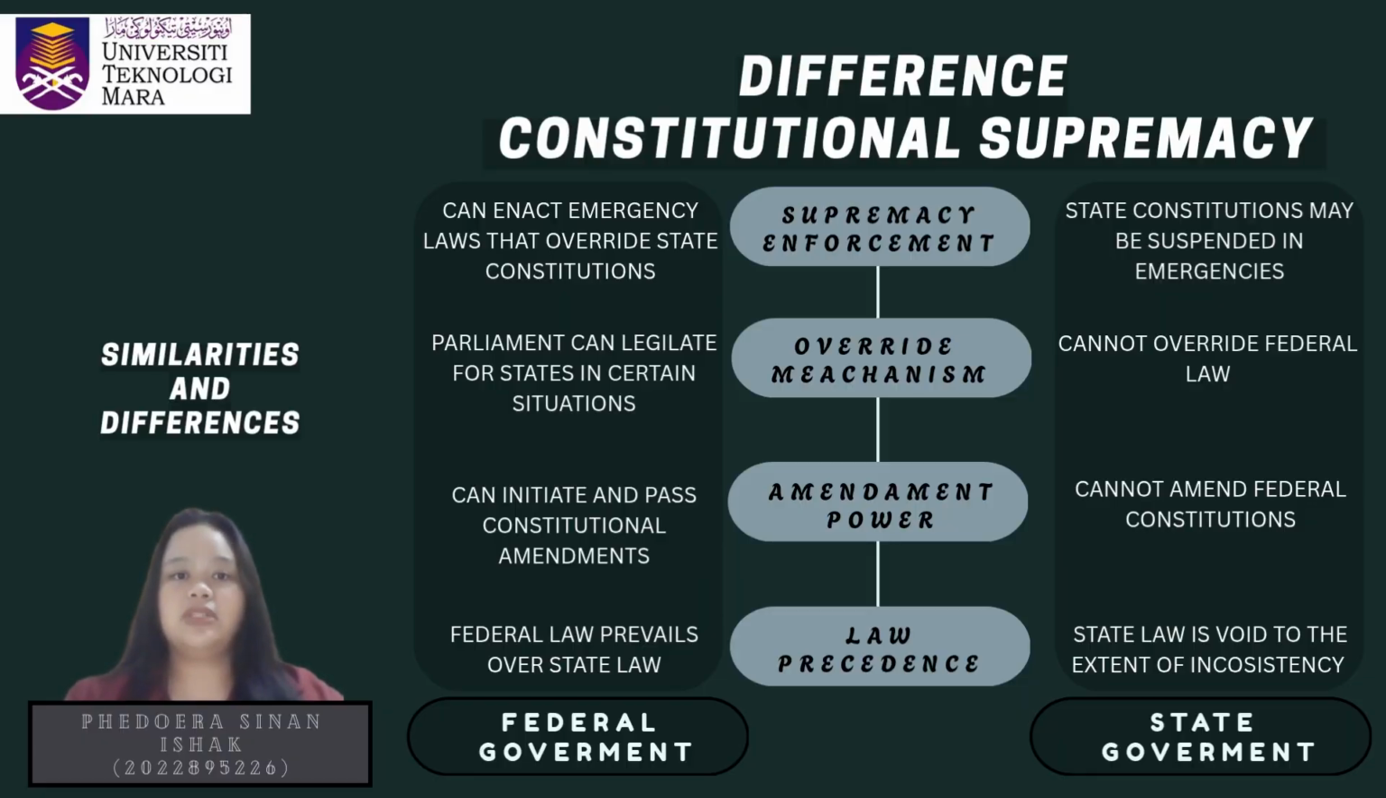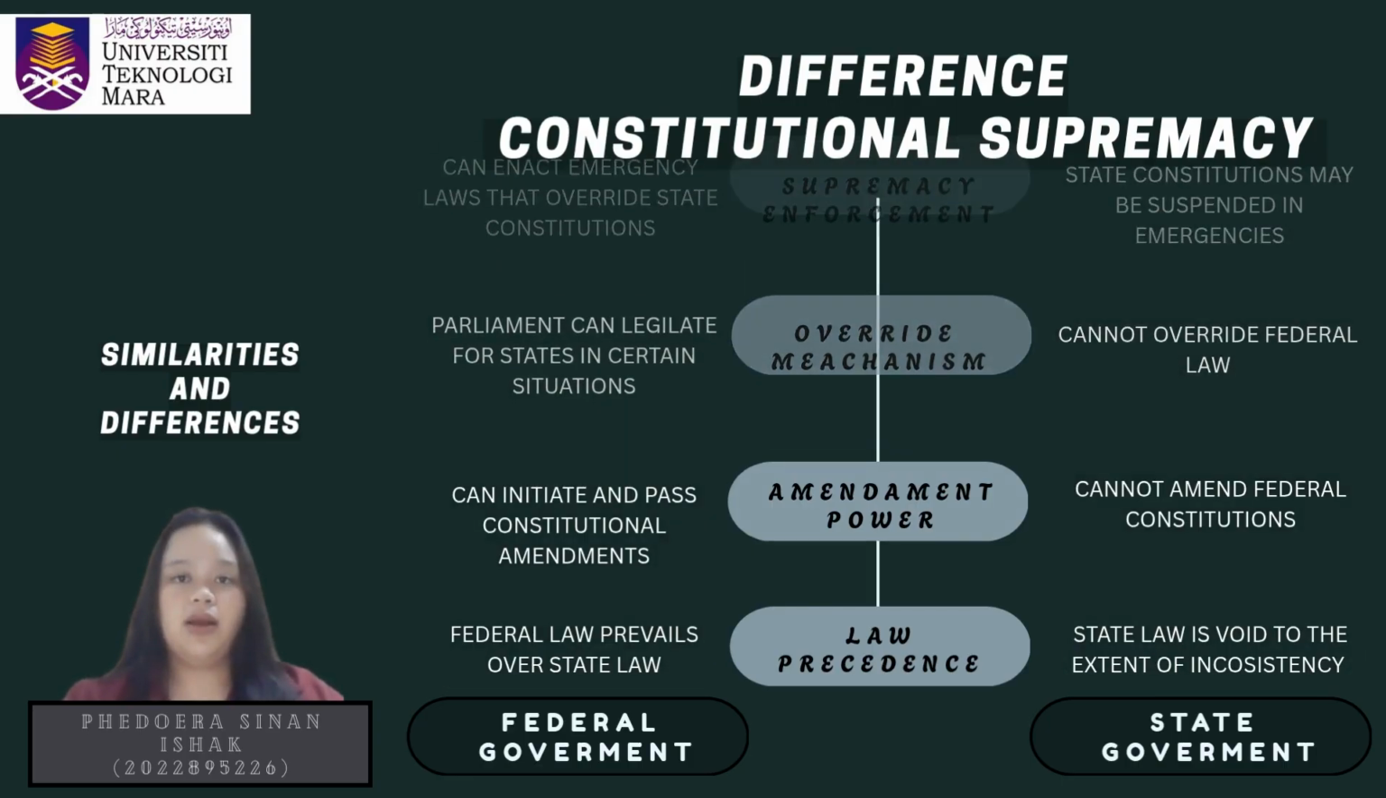Finally, for law precedence. This is clear-cut. Federal law prevails over state law. Consequently, state law is void to the extent of any inconsistency with federal laws. This ensures legal uniformity and prevents conflicts across the nation. This difference underscores the hierarchical nature of our federal system, where the federal government holds a superior position in terms of constitutional authority and law-making power.